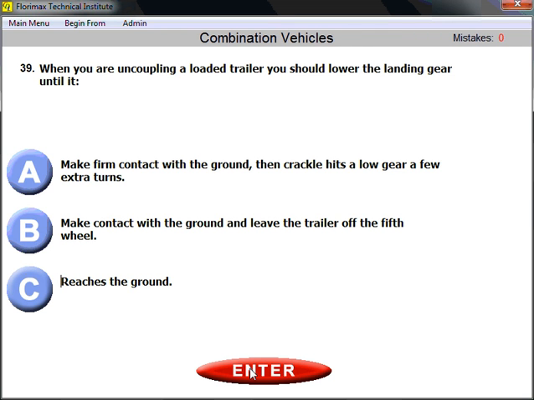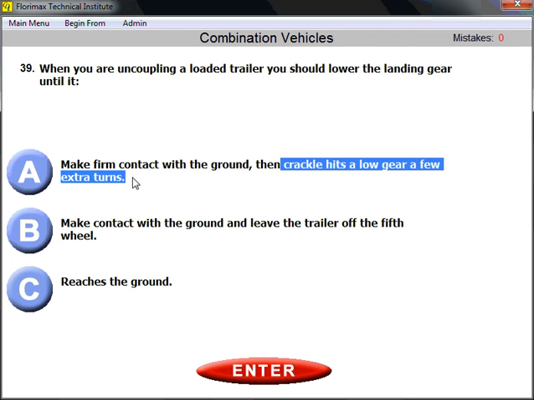Question number 39. When you are uncoupling a loaded trailer, you should lower the landing gear until it makes firm contact with the ground, and then crank it in low gear a few extra turns to make sure that you really have good contact with the ground. And when you remove the tractor from under the trailer, the landing gears will support it.